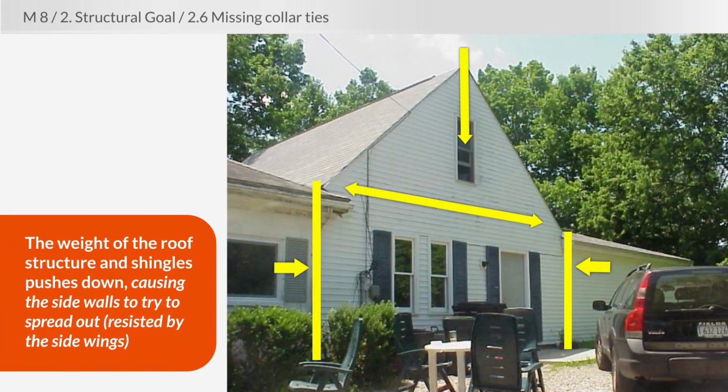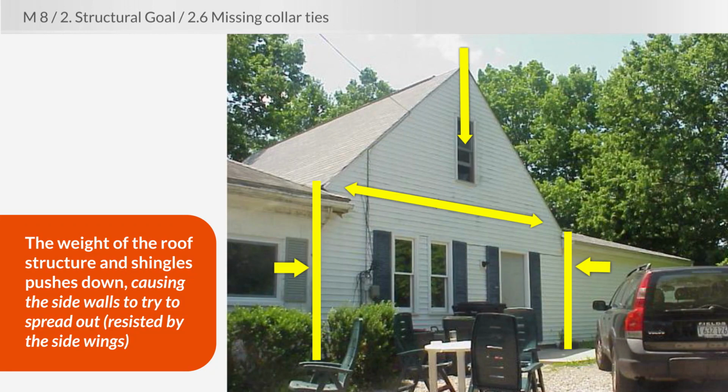This is the exterior of that same home. So the window up in the gable is the same window that you saw when you were up in that finished attic space. The weight of the roof structure and the shingles are pushing the structure down, causing the sidewalls to try to spread out. But at least in this case, that movement is being resisted by the wings of the house on either side.